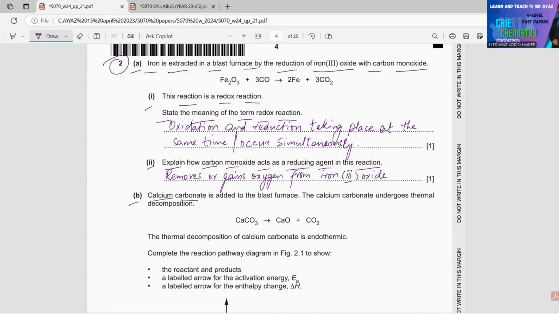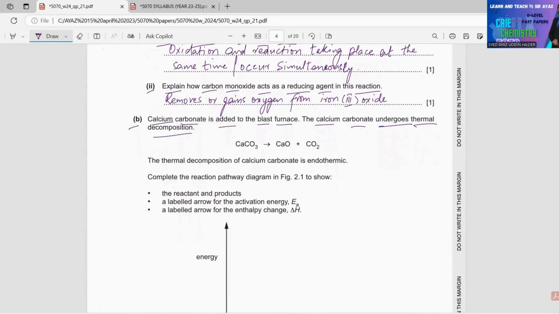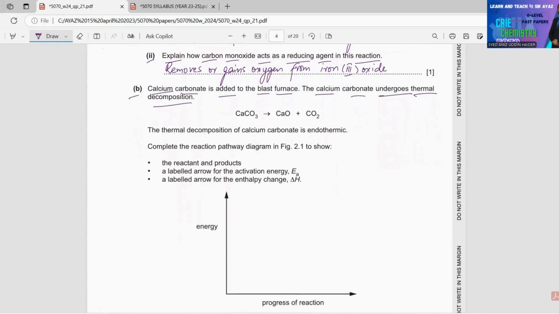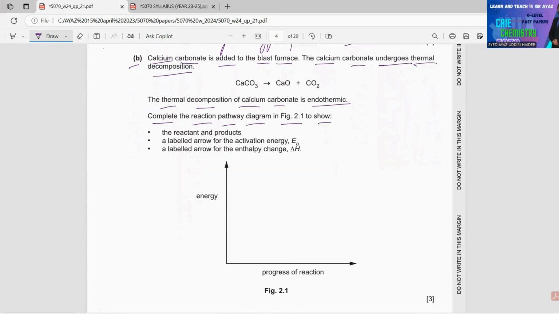Part B. Calcium carbonate is added to the blast furnace. The calcium carbonate undergoes thermal decomposition. Here's the reaction equation: CaCO3 gives CaO plus CO2. The thermal decomposition of calcium carbonate is endothermic. Complete the reaction pathway diagram in figure 2.1 to show the reactant and products.